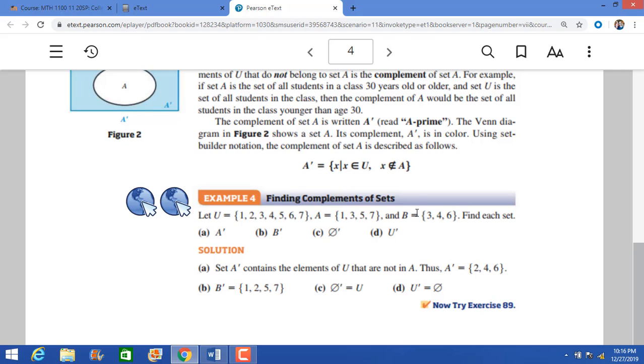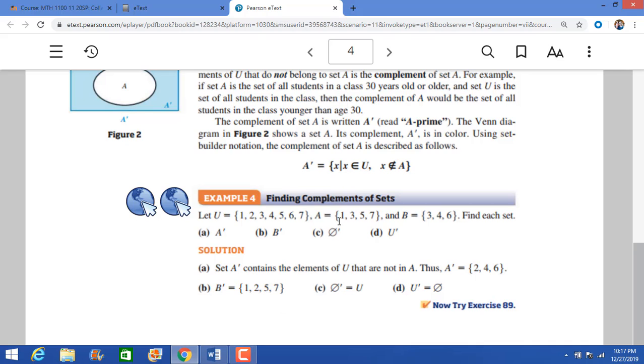Well, B prime is everything that's not in B. So the complement of B is everything that's not in B. So B is 3, 4, and 6. So we want everything that's in the universe, but not in B. So that would mean we want everything except 3, 4, and 6, which would mean we want 1, 2, 5, and 7, which would be that.